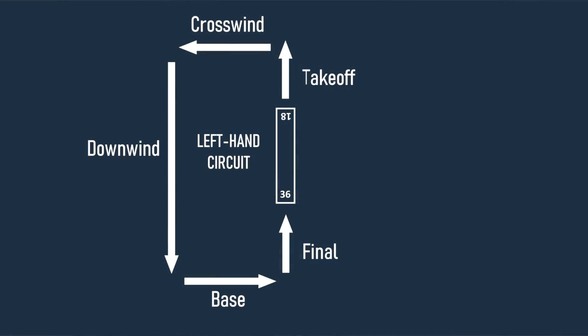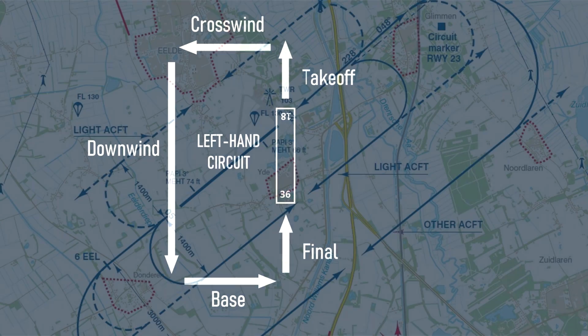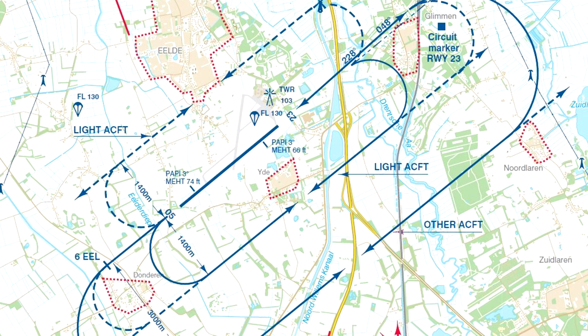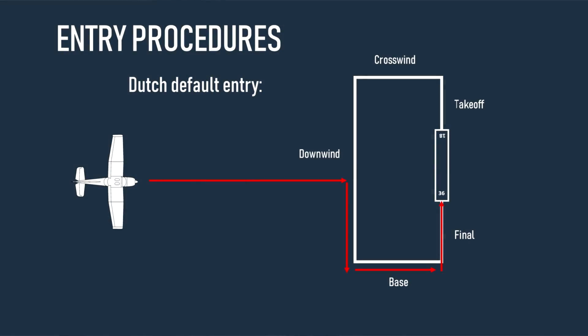By default circuits are left turn, so usually it's a left hand pattern. In this case, at Groningen Airport Eelde, runway 23 is active. As you can see on the chart, a separate circuit is published, which in this case is also a left hand circuit. If runway 05, however, were to be active, then we would be flying a right hand circuit. But in this case, runway 23, so we're going to be flying left turns. Keep in mind that these circuit defaults vary per airport and per country, so make sure you look it up.